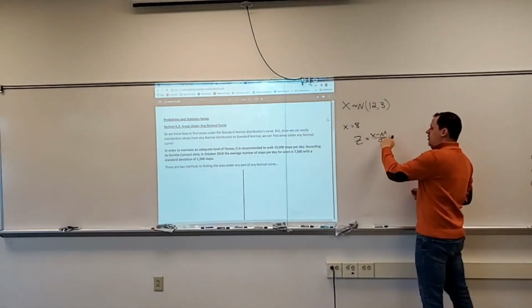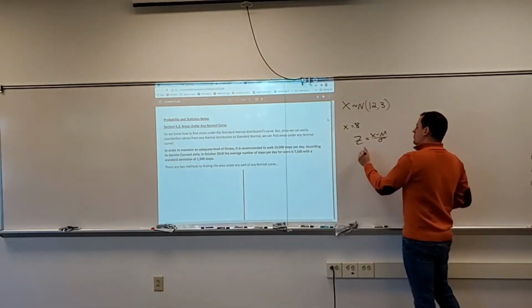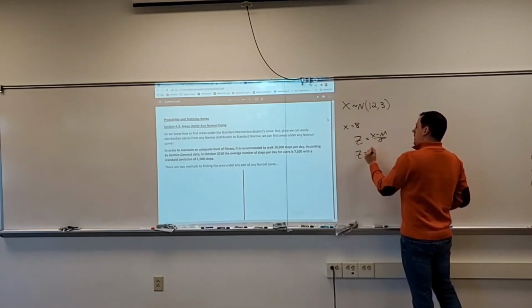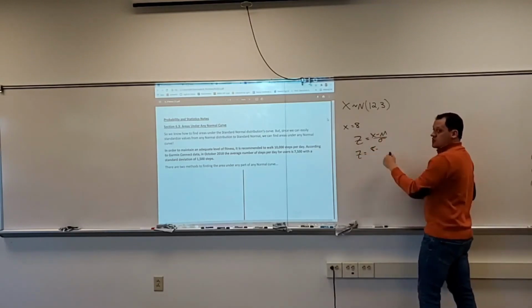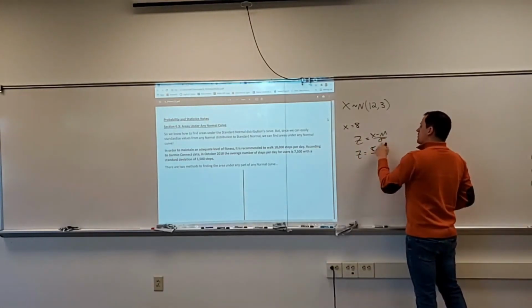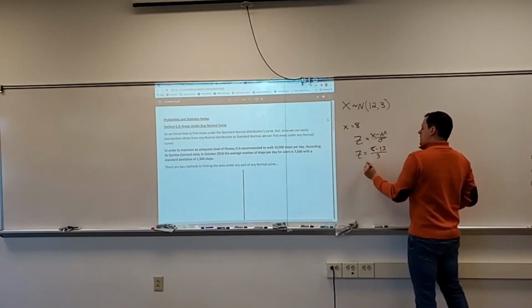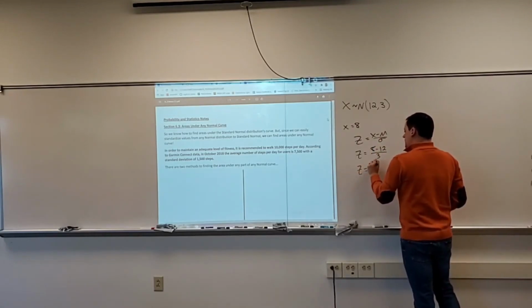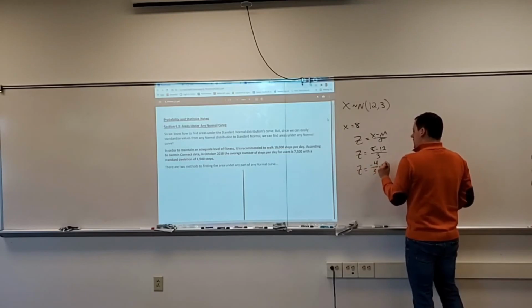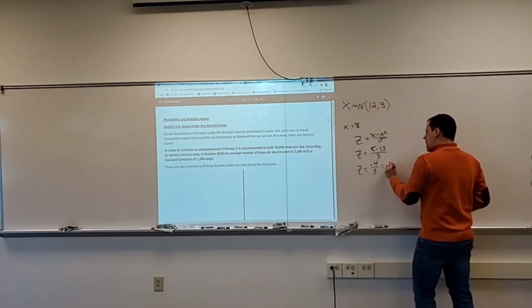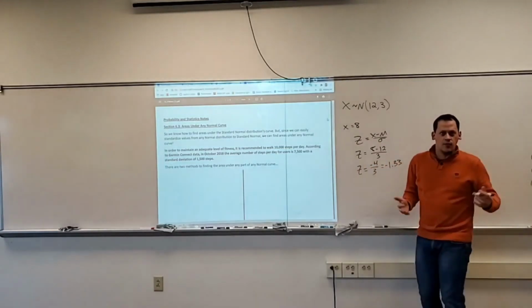And since we have all three of these values, we just plug them in. X is 8, the mean is 12, standard deviation is 3, and we get z equals -4/3, or -1.33, if we round to 2 decimal places.